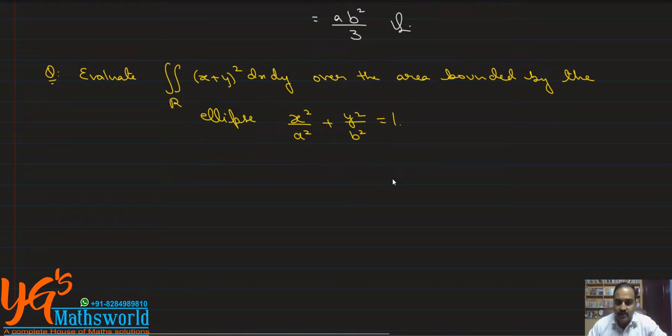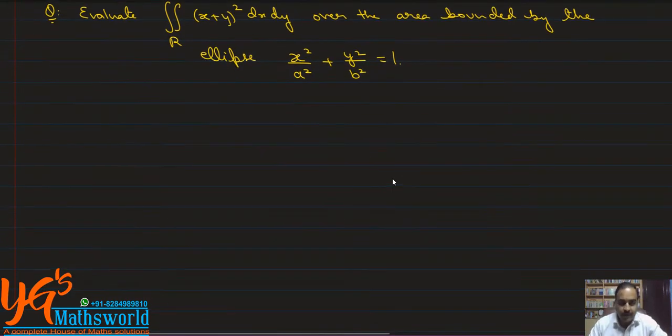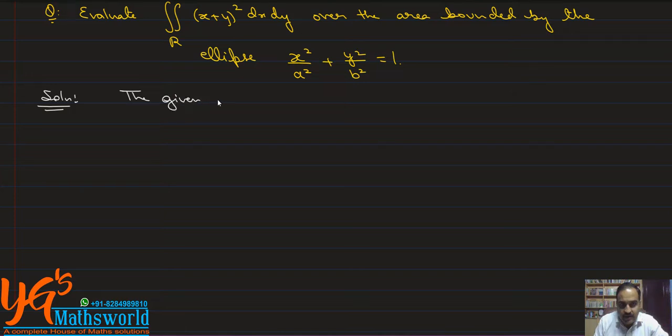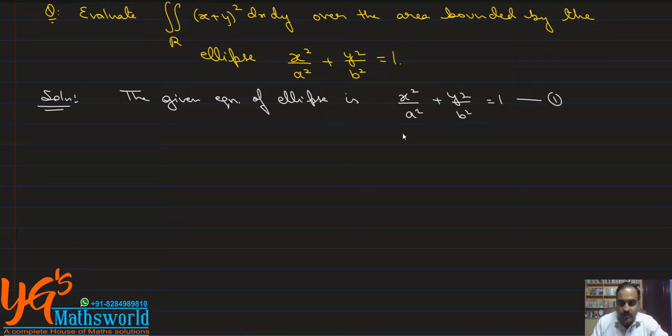Okay, same thing. In the first question which we have done earlier, it was the ellipse bounded in the first quadrant. Now here we have to take the complete ellipse. So starting with it, the given equation of ellipse is x square upon a square plus y square upon b square is equal to 1. That is equation number 1.